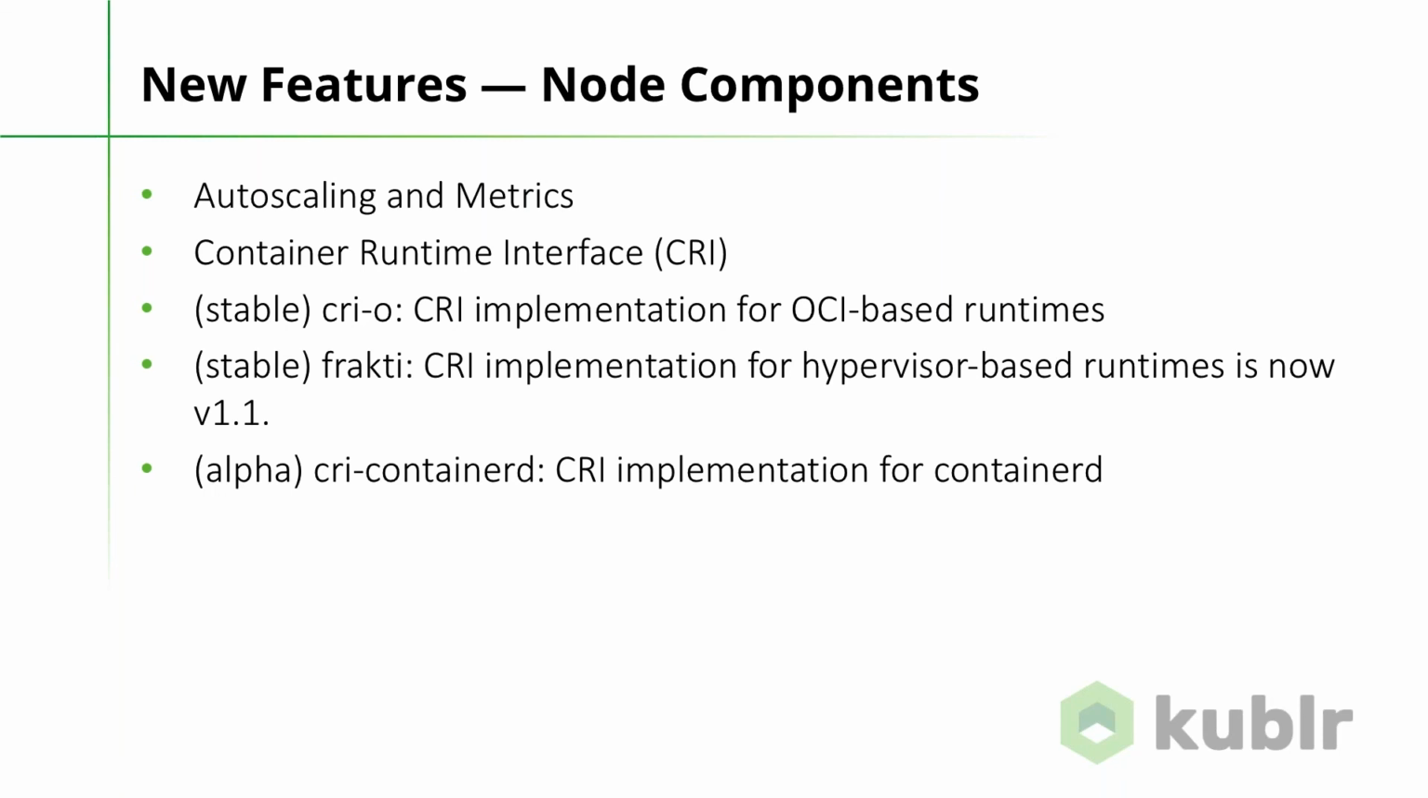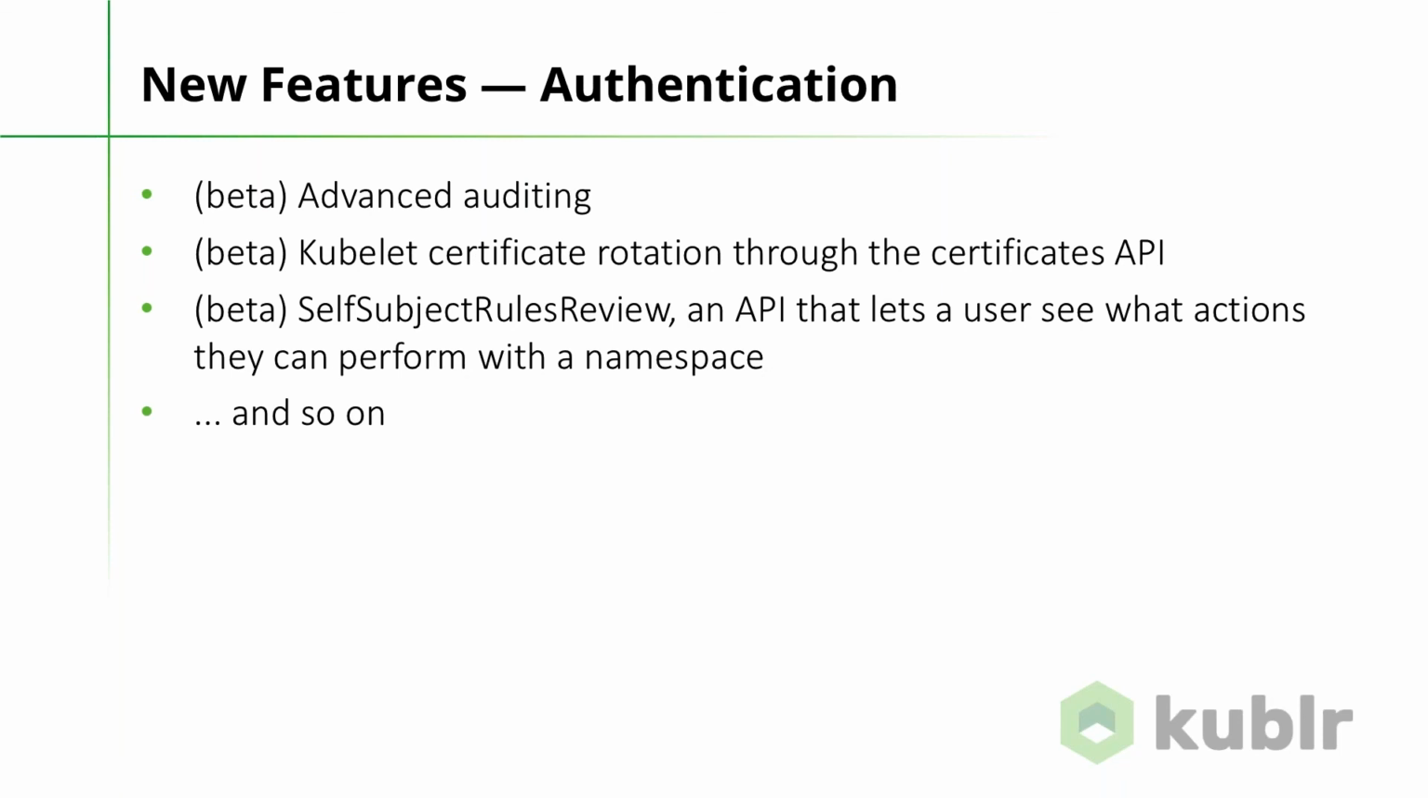The next set of features covers authentication. First of all, advanced auditing is now beta. And what does it mean for us? It means that we now have formatted audit logs and policies to control what should be audited. And there is a webhook to send events to an external service. Audit events can now be configured to include the entire request payload. So if your policy requires you to collect a lot of information, you can collect all your payloads and aggregate them in a central location.